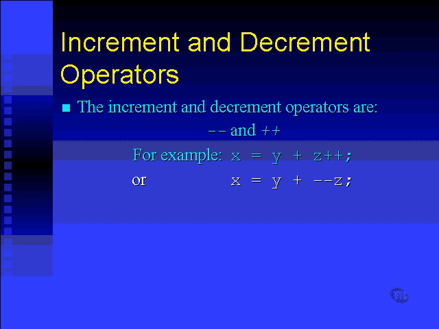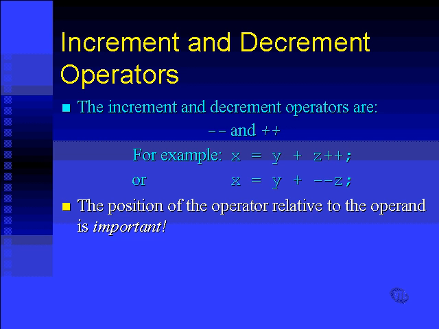So if y was 1 and z was 2, then it would be 1 plus, the very first thing that's going to happen is that z is going to be decremented. So z will go to 1. So it will be 1 plus 1, and the value of that will be put into x. So obviously x will be 2. So as you can see, the position of the increment or decrement operator relative to the operand is really very crucially important.